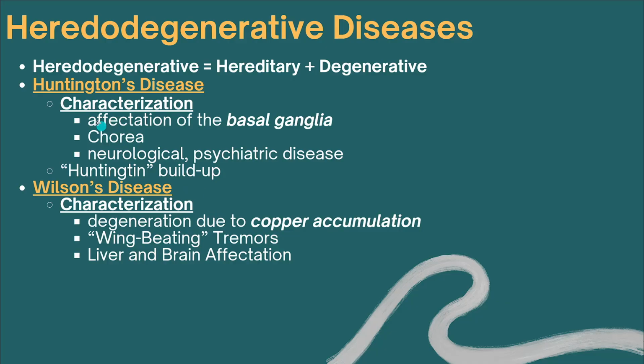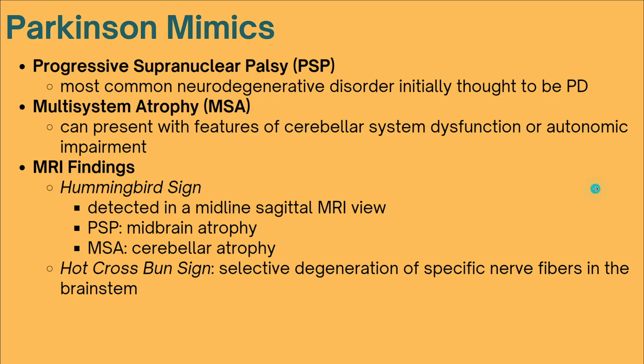So the primary difference between these two is that Huntington's is an affectation, and that's why I emphasize this word, of the basal ganglia, while Wilson's is just copper accumulation. But again, they both present with movement disorders. Parkinson's is not really characterized by chorea nor wing beating. It's mostly resting tremors and rigidity.